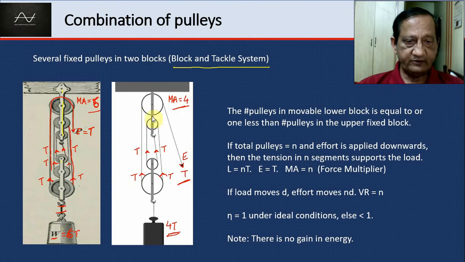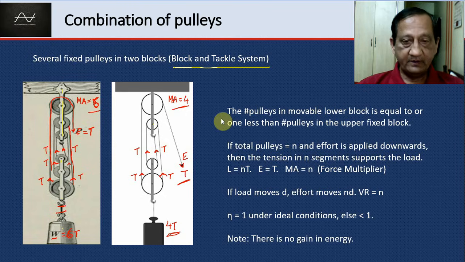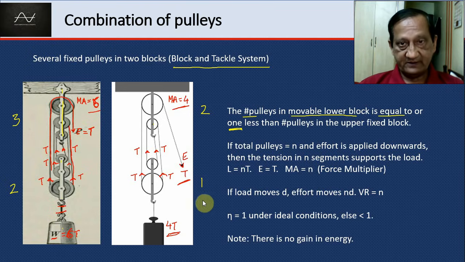Now here, the number of pulleys in the top block and the lower block were the same, 3, 3, 2, 2. But it can operate in another manner also. The number of pulleys in the movable lower block is either equal to or 1 less than the number of pulleys in the upper fixed block. That means it could have been 3 and 2 or 3 and 3. This could be 2 and 1 or 2 and 2 as it is right now.